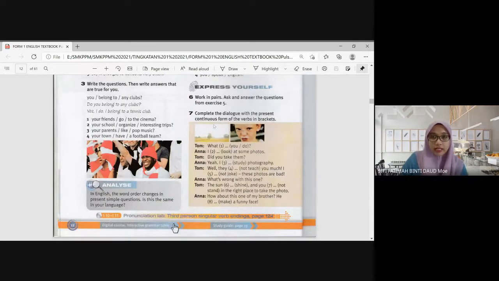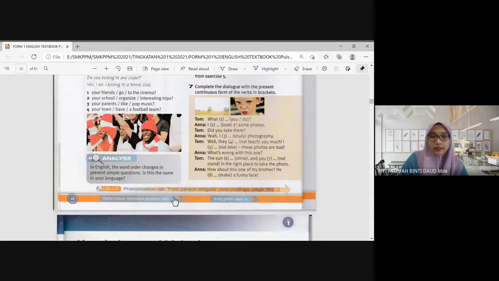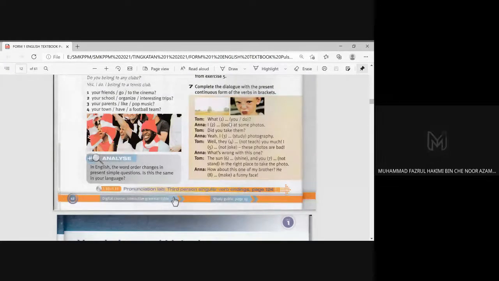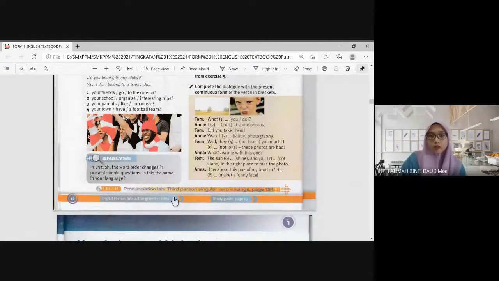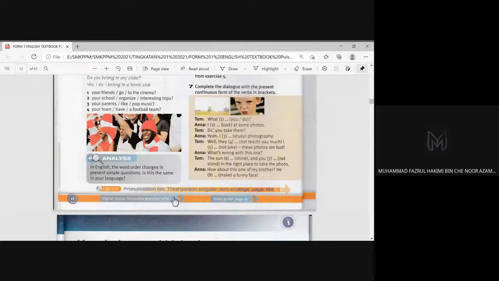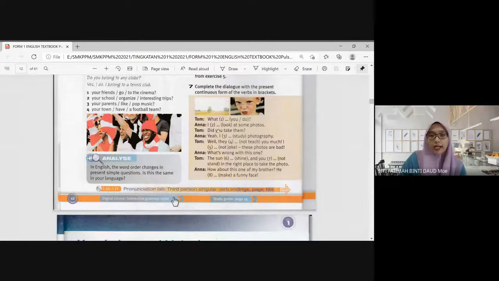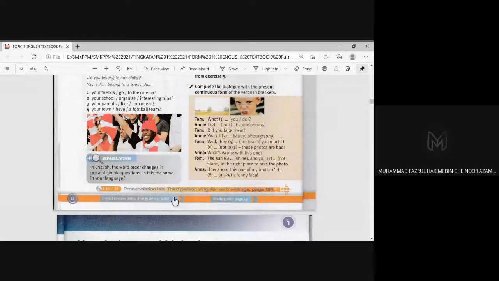And last one, complete the dialogue with the present continuous form of the verbs in brackets. Okay, remember, continuous must have ing. What? We want to ask what someone is doing. What are you doing? Looking. I looking or I am looking? I am looking. I am looking at some photos.